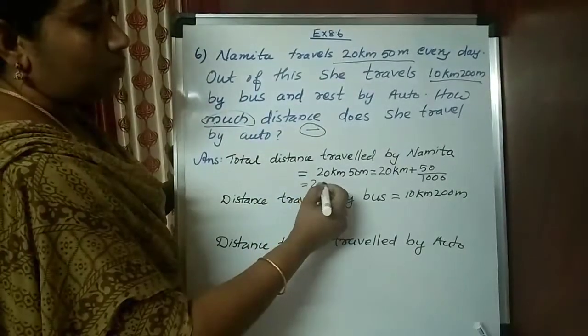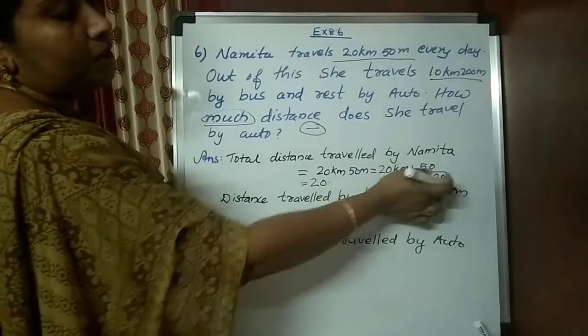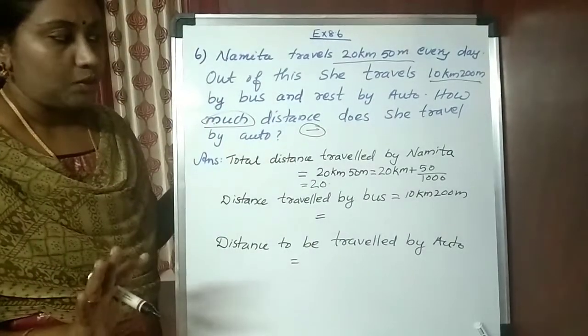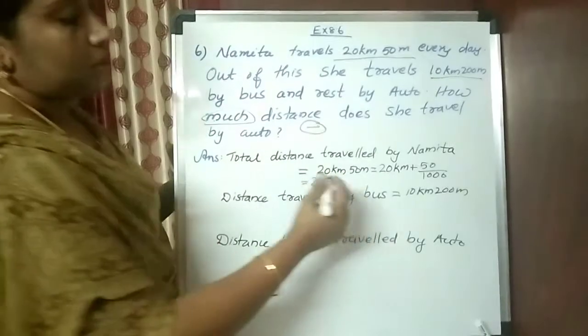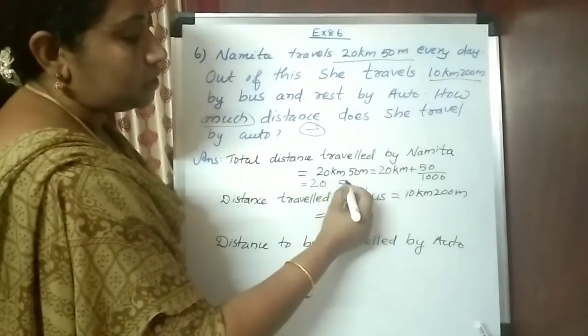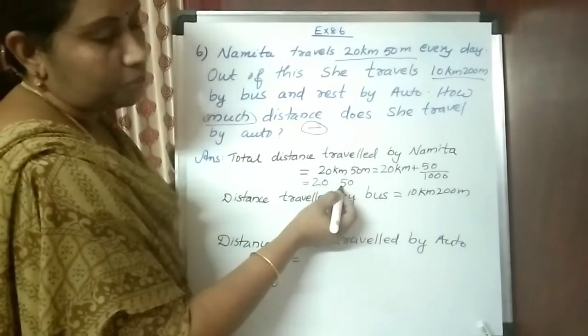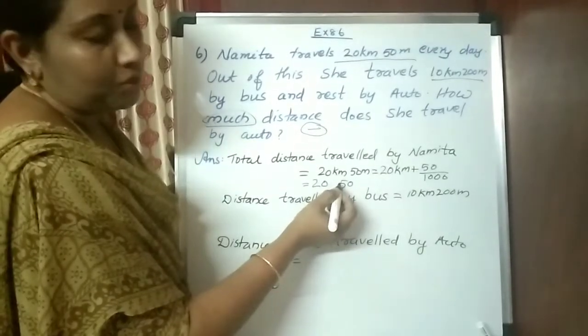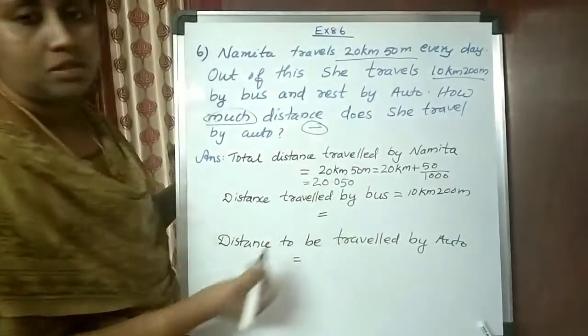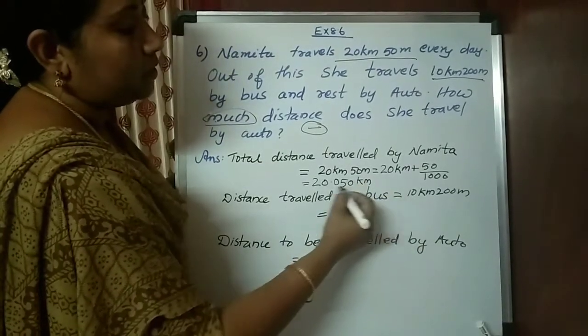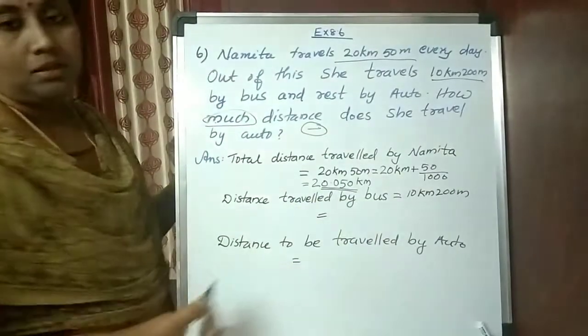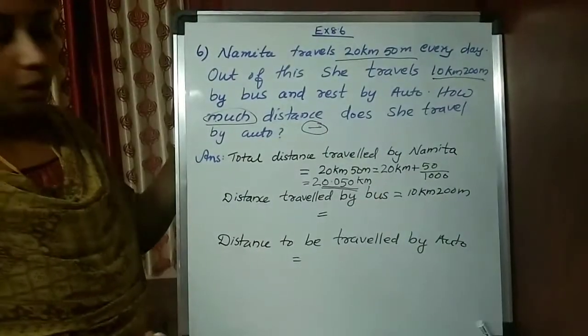Then 20 is the whole number part. Here how many zeros in denominator? 3 zeros. But in numerator there are only 2 digits. So simply you write those 2 digits starting from the right side, 1, 2. Here there are only 2 digits. We need one more digit. So here you put 0. Then that much kilometer. Okay. This way you convert into kilometer.